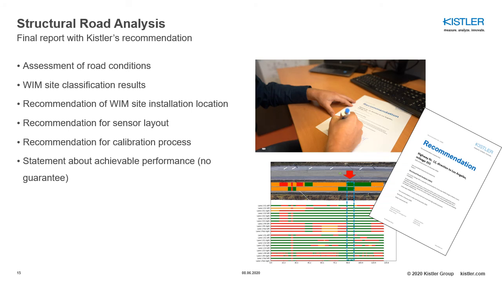All these steps are now finalized in a report with a Kistler recommendation. It's an assessment of road conditions, WIM site classification results, recommendation of WIM site installation location, recommendation of the layout, recommendation for the data logger calibration, and a statement about the achievable performance. Since there are other factors as well, remember the vehicle dynamics, the environment, and so on, there is no guarantee for this.